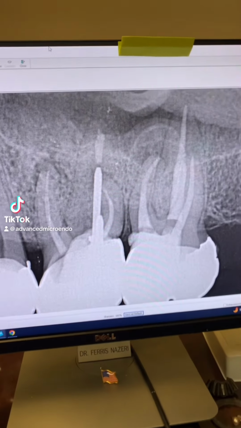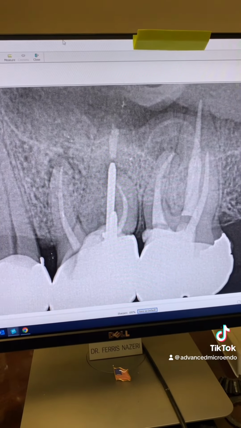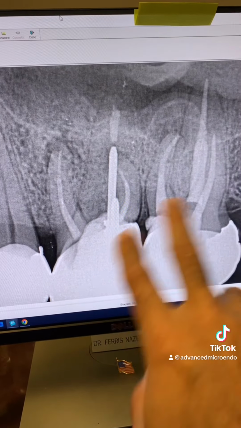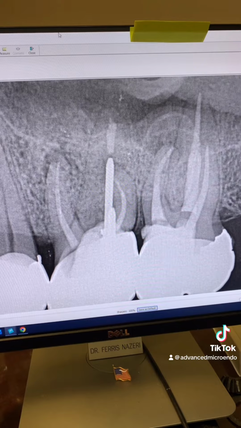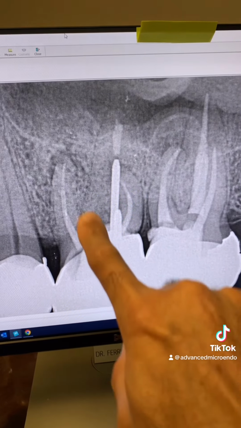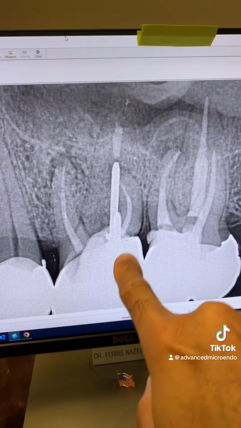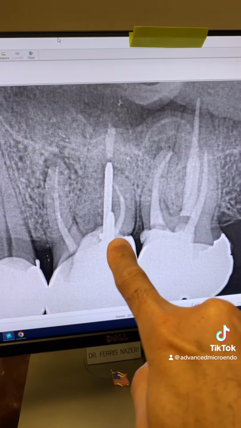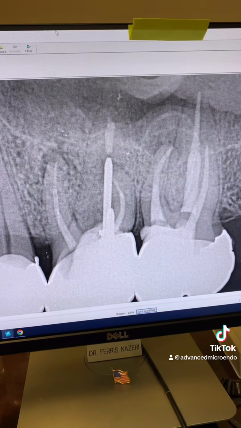This patient was referred to me 2 years ago for endodontic retreatment of teeth number 14 and 15. These root canals were done 10 plus years ago according to the patient. Alright, so take a look here. Tooth number 14. You can see previous root canal. Post here. Wait a minute. What is this one? What is this post?